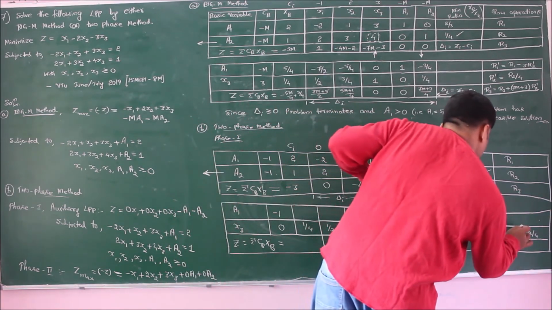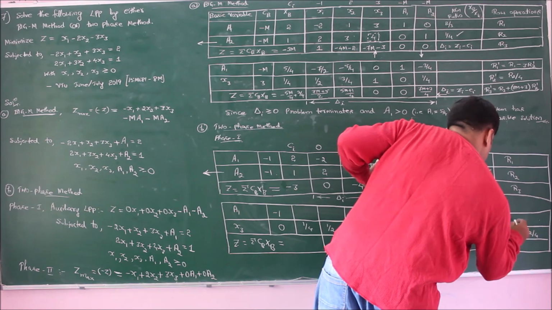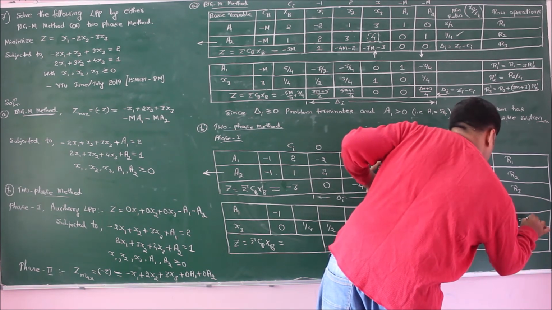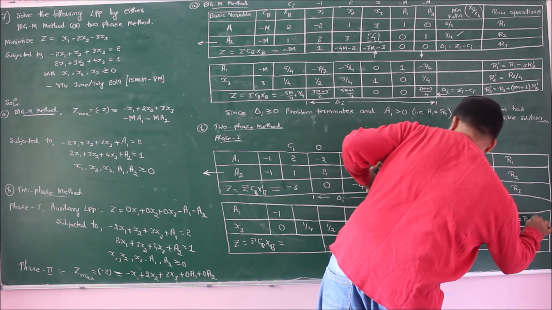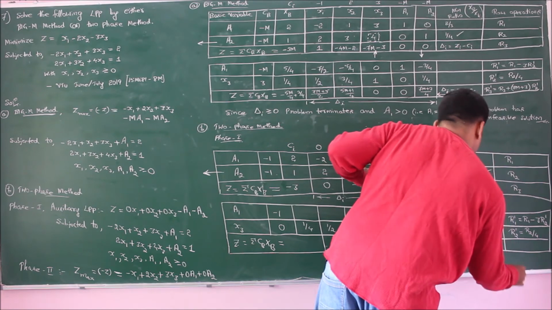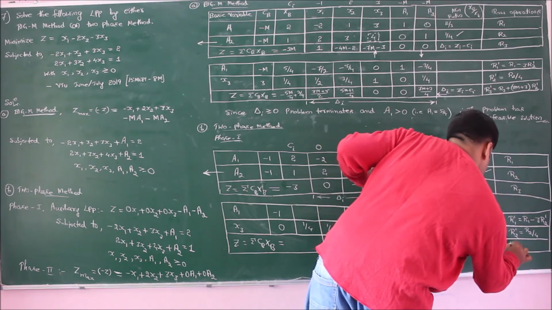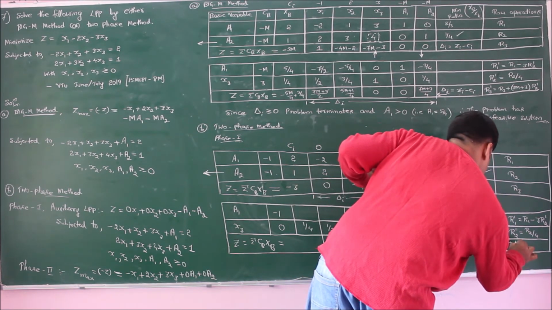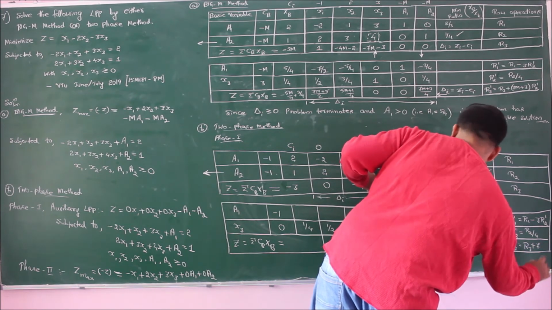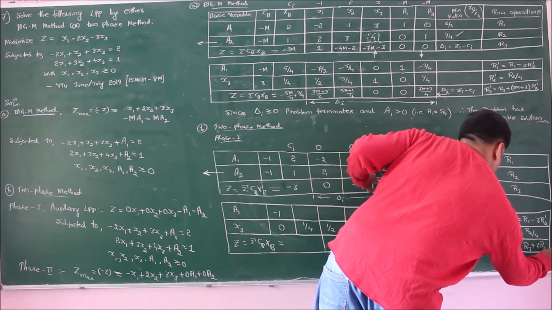Now I should make these two values 0. So R1 dash is equal to R1 minus 3 times the key row R2 dash. Here we have -7, so R3 dash is equal to R3 plus 7 times the key row R2 dash.